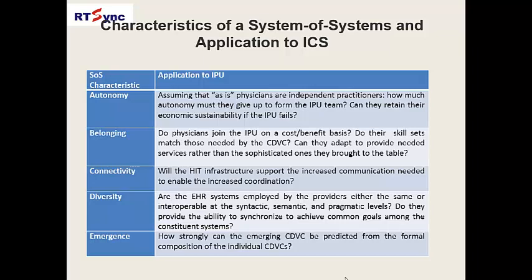Connectivity. Will the health information technology infrastructure support the increased communication needed to enable the increased coordination and integration that's required for this integrated care system? Diversity. Are the electronic health record systems employed by the providers either same or interoperable with each other? And do they interoperate at the three required levels, syntactic, semantic, and pragmatic? Do they provide the ability to synchronize to achieve common goals among the constituent systems? Emergence. How strongly can the emerging CDVC be predicted from the formal composition of the individual CDVCs?